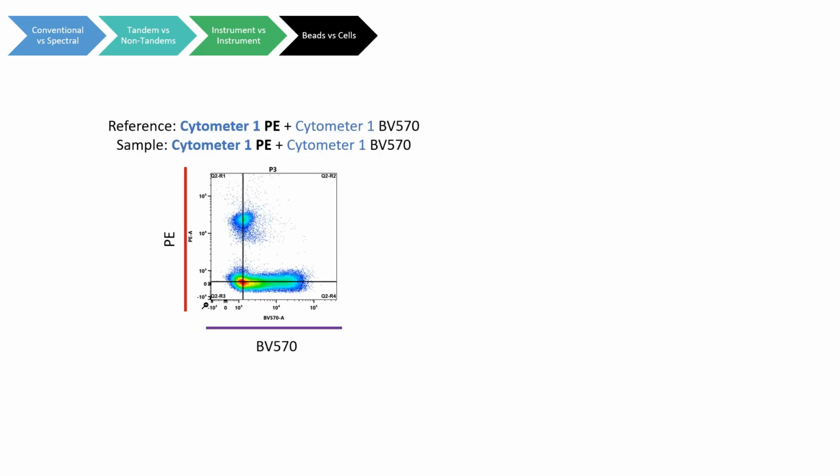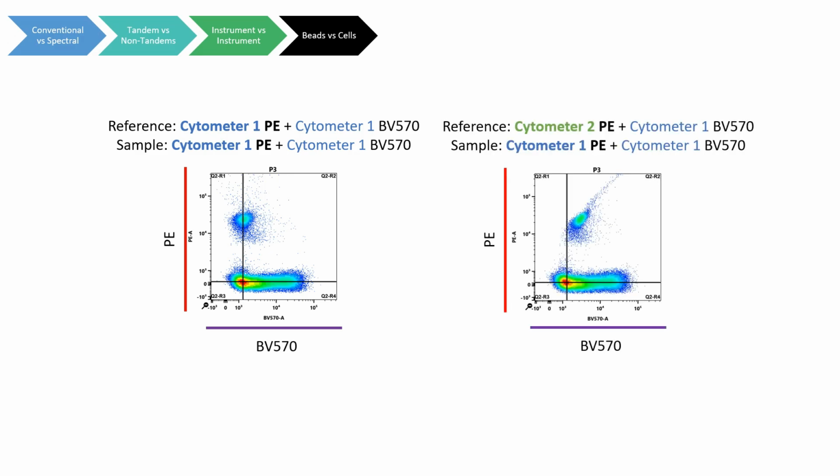So, when using PE as a reference for a sample acquired on the same cytometer, you can see we get good unmixing as the medians line up well. However, when you use the PE reference from a different cytometer, you will see something similar to undercompensation between PE and BV570.